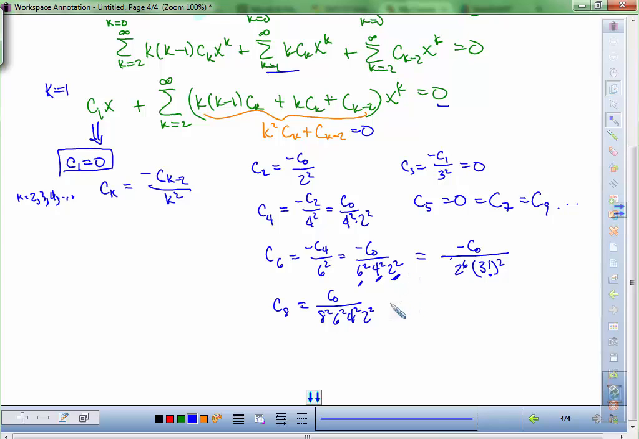So if I go to the next one, this is going to be positive C naught, and this would be 2 to the 8th, 4 factorial quantity squared. And does that match up? Is that correct? Okay. So instead of going to n over 2 factorial, because that makes things kind of look messy, since we know that we're only going to be dealing with even numbers, why don't we just change the subscript into 2n?